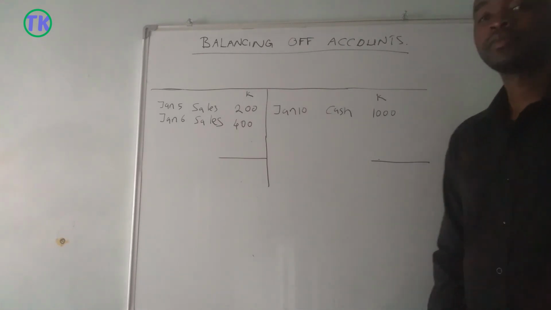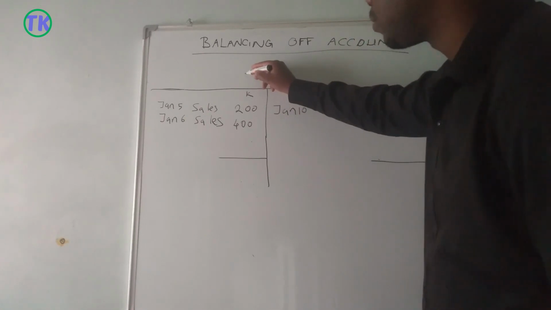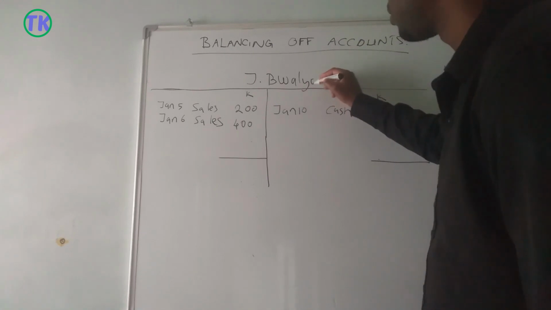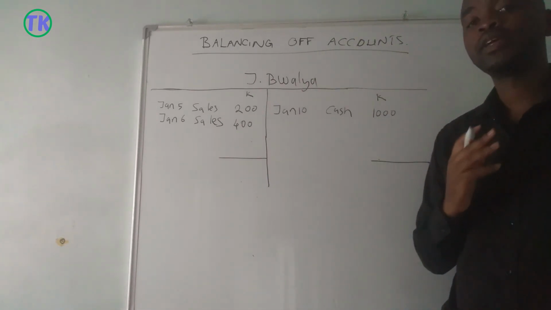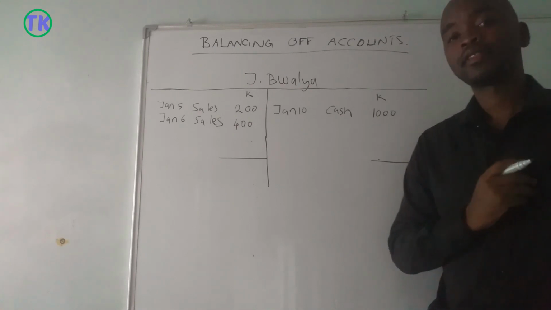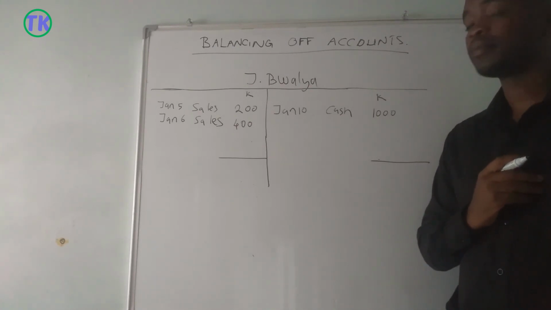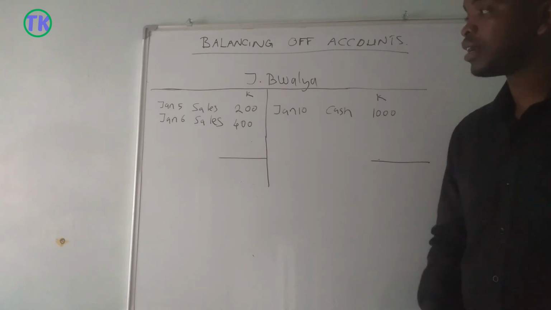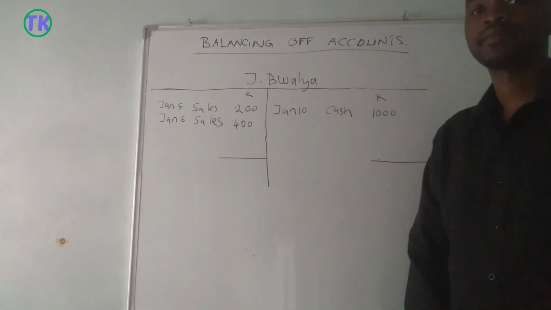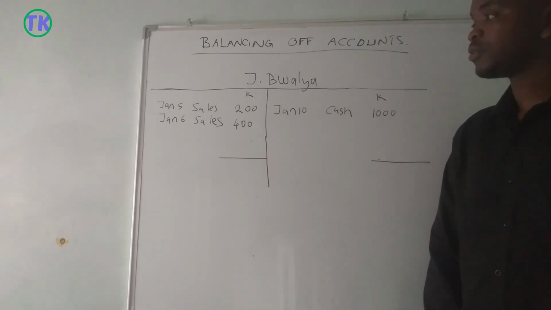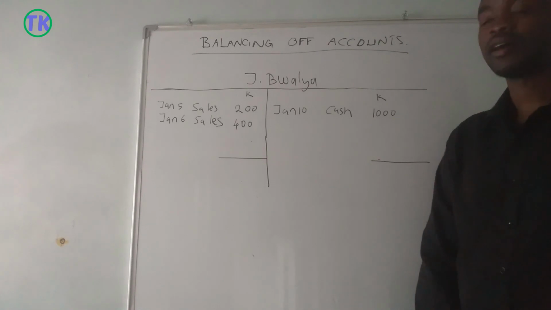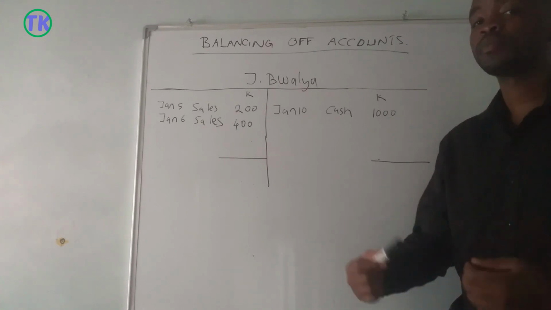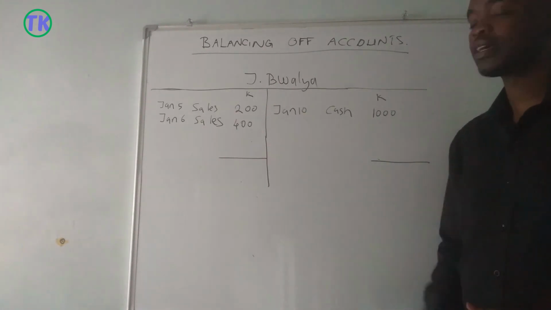For this example, we have Jebwanya, who is a debtor who made 3 transactions through the month of January. The first transaction that he made was on the 5th of January. He bought goods from our business worth 200 kwacha on credit. So he did not pay for those goods, and we had to debit his account.